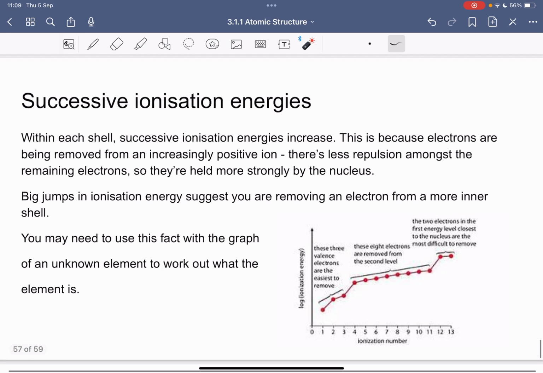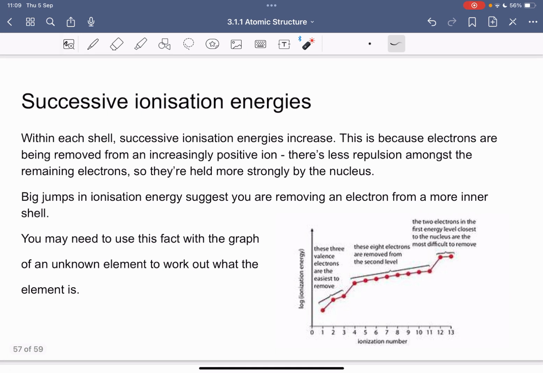So what successive ionization basically just means is removing an electron one after the other, and how much energy is needed to remove one after the other. So basically, as you remove one after the other, the energy increases. You need more energy to remove the second electron compared to the first.